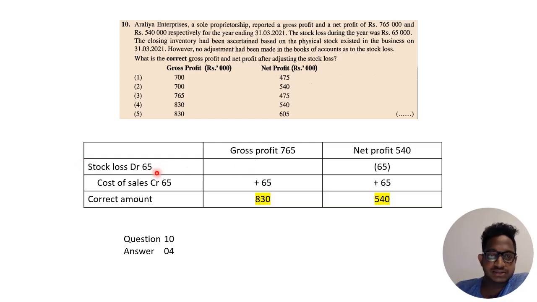So stock loss debit 65 is only affecting the net profit. Why? Stock losses we are recording in other expenses, so that's why it's only affecting the net profit. And the cost of sales credit: when cost of sales expense decreases, your gross profit is increasing. So same, it is affecting the net profit as well. So your correct gross profit should be 830 and your correct net profit should be 540. So the answer for question number 10 is answer number 4.